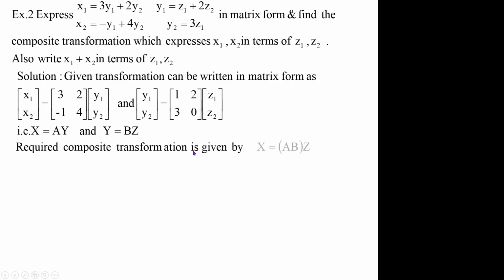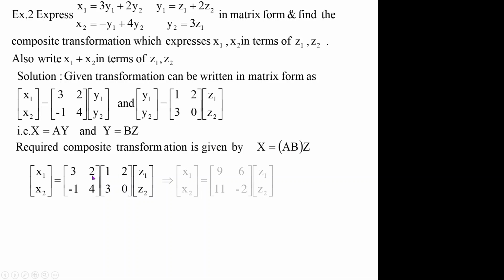So the required composite transformation is given by x = Ay, y = Bz, so we'll substitute y = Bz. Now this is completely a matrix, right? A matrix of linear transformations. So we'll club this together. Now we need to find out AB, A into B. This is A, this is B, multiply.